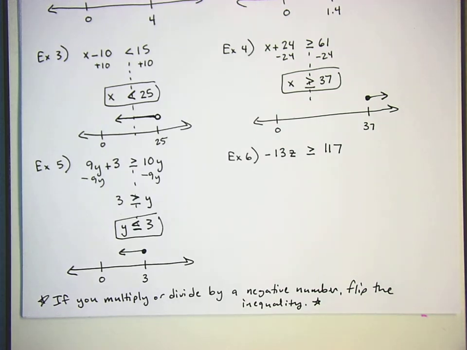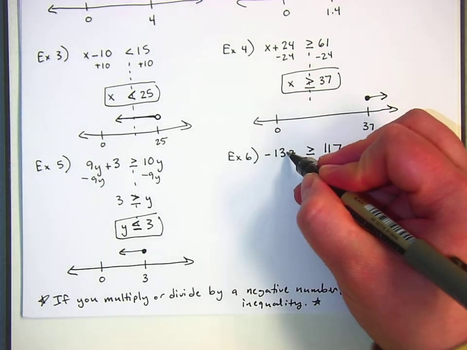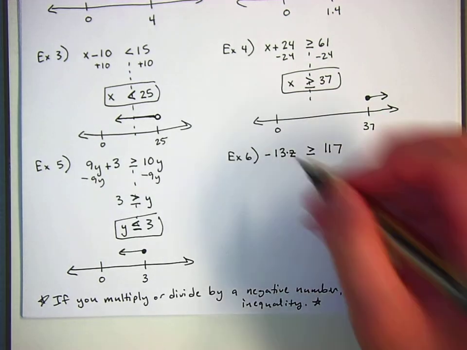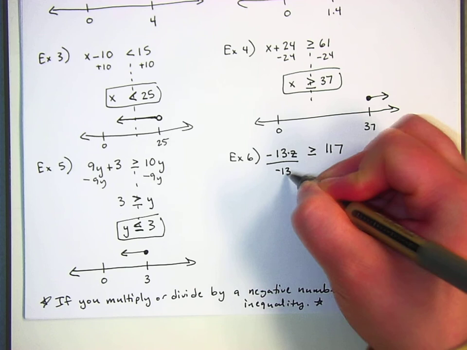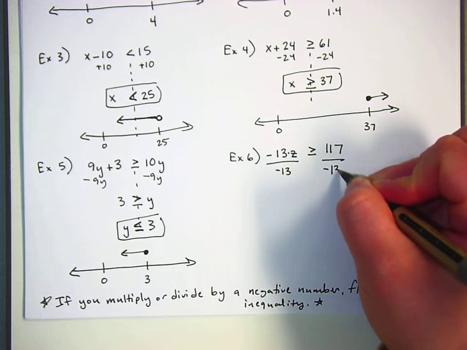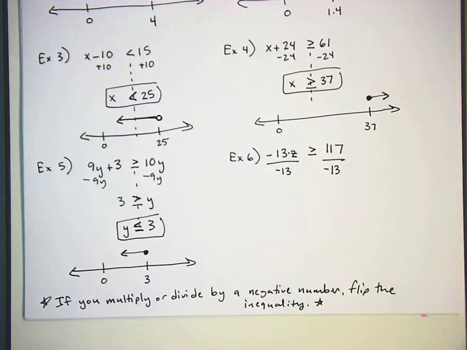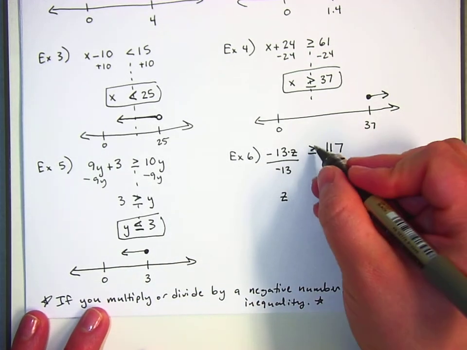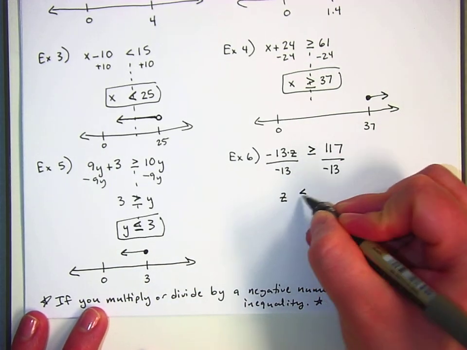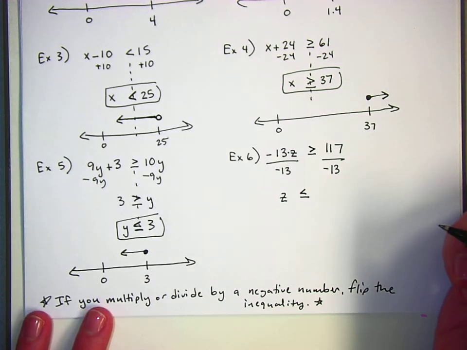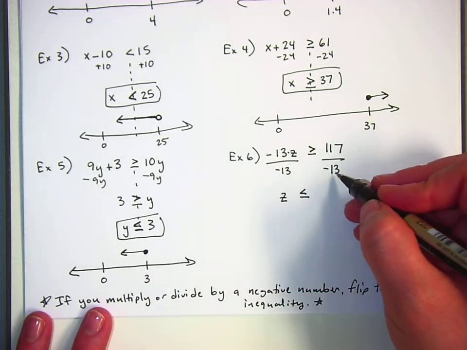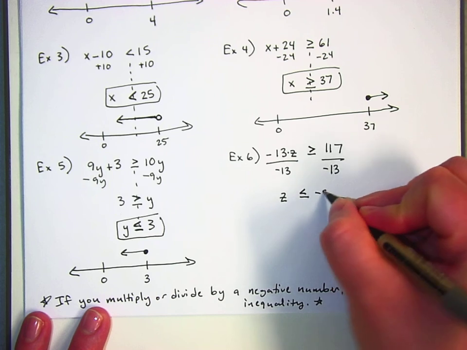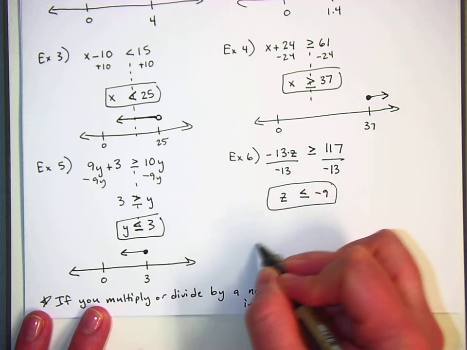So on this one, x is multiplied by a negative 13. Remember, stop the video if I'm going too fast for you. So to get rid of it, we're going to divide by negative 13. But if you multiply or divide by a negative number, not add or subtract, just multiply or divide, you have to flip the inequality. So I'm going to change this greater than or equal to a less than or equal to. Notice the equal to stays. And then 117 divided by negative 13 is negative 9. So there's my answer.